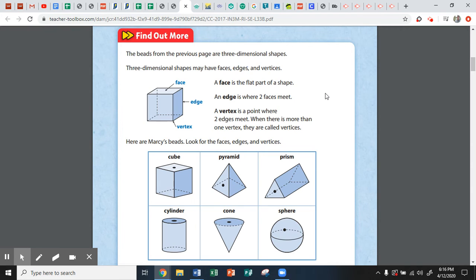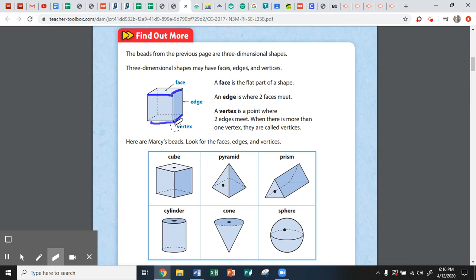A vertex is a point where two edges meet. A corner would be an easy way to remember that. When there's more than one vertex, they call them vertices. So if it's one, like right here where they're pointing, let me highlight that. This edge and this edge meet, that would be considered a vertex. So that's one vertex, but there's more. This edge meets this edge here, so that's another vertex, this little corner here. If it's more than one, we call them vertices.